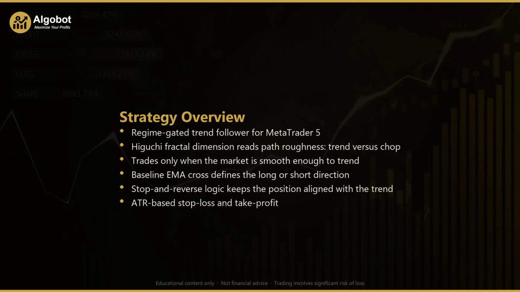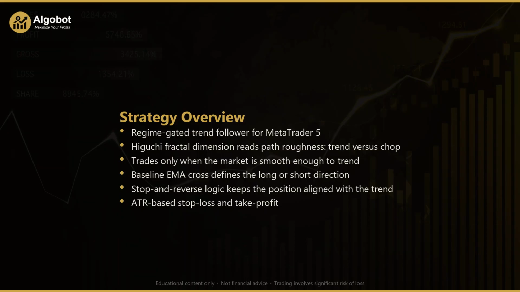The distinctive ingredient is the Higuchi fractal dimension. This is a measurement that comes from fractal geometry, and it answers one specific question: how rough is the recent price path? A perfectly smooth, near straight line has a fractal dimension close to 1. A wildly jagged, space-filling scribble has a dimension close to 2. The strategy computes this number over a window of recent closing prices and uses it to classify the market into two regimes, smooth and trending, or rough and choppy.